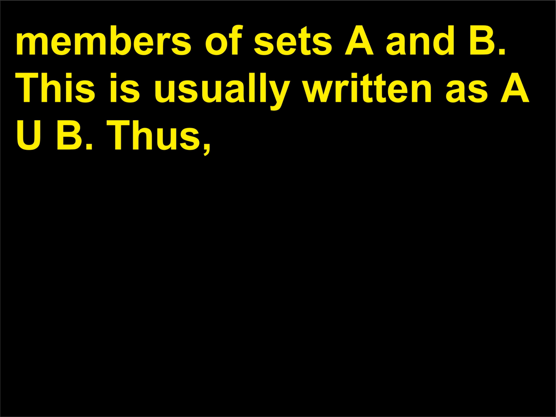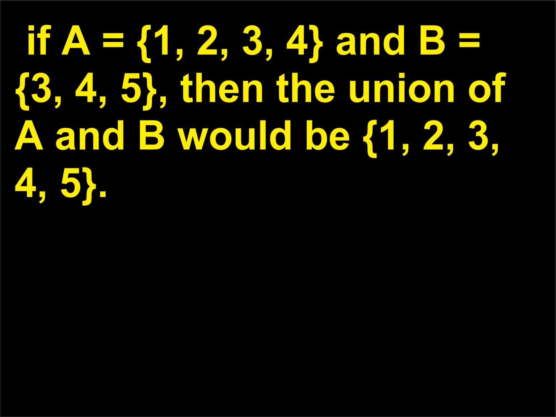Thus, if A equals {1, 2, 3, 4}, and B equals {3, 4, 5}, then the union of A and B would be {1, 2, 3, 4, 5}.